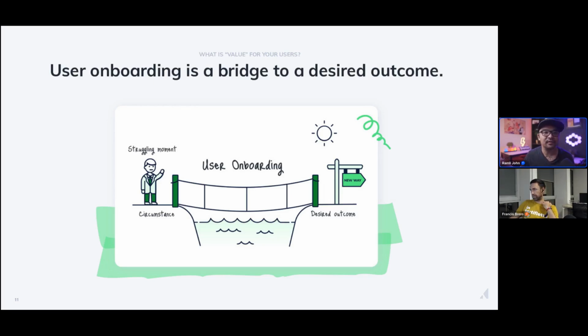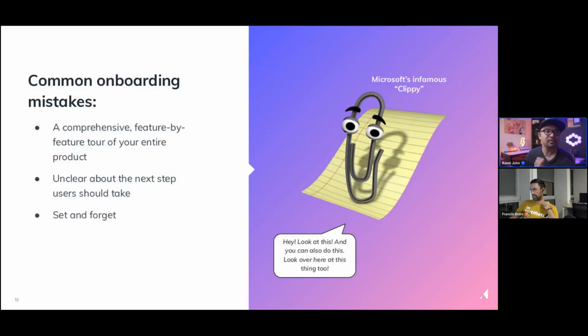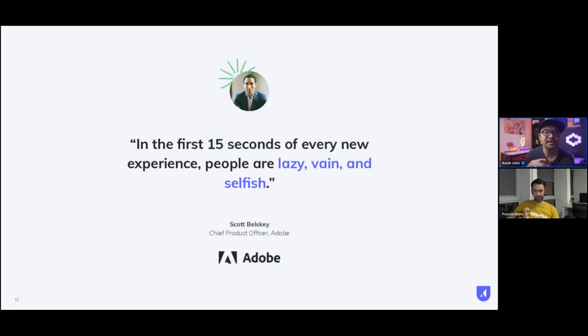Like I mentioned, it's not the product tour, it's not just set it and forget it. It really is about getting them to that promised land. And the challenge we often have is when people are crossing this bridge, there's this quote I love. Actually, I mention it quite a bit. It's from Scott Belsky, the chief product officer at Adobe, and it's very harsh but very truthful: in the first 15 seconds of every new experience, people are lazy, vain, and selfish.